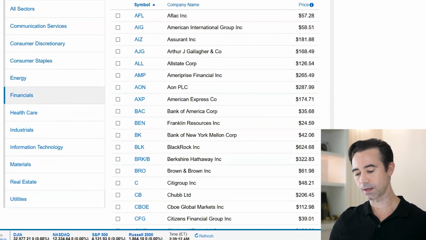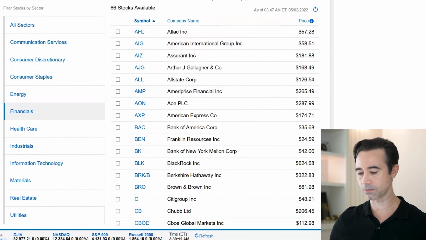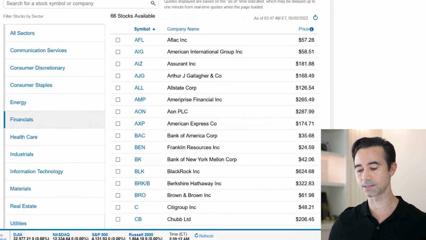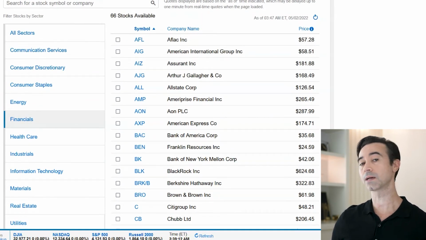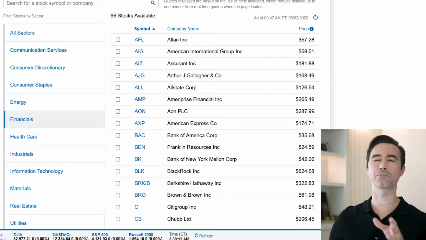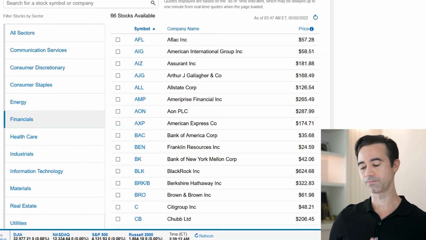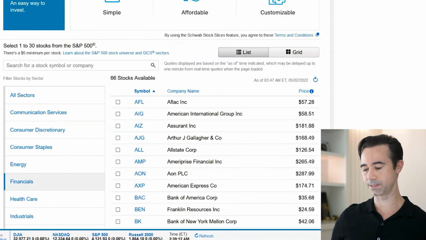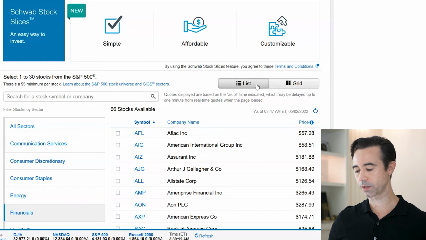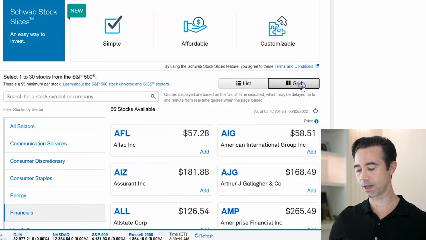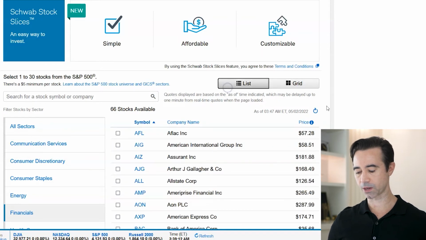But mostly I think it's okay because I don't think many people are buying slices of small cap companies. A lot of times small cap companies don't have really high prices anyway, so in that regard, it might not be a big deal. Another thing you can do is, if you don't want the list view the way it's looking right now, you can go to grid and it's going to look like this. I prefer the list view, so I'm going to go back over here.